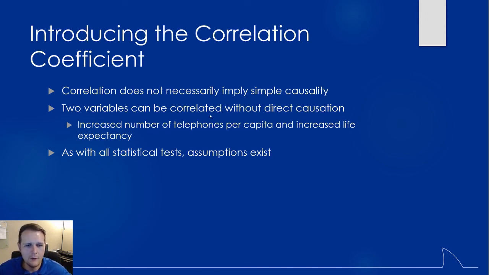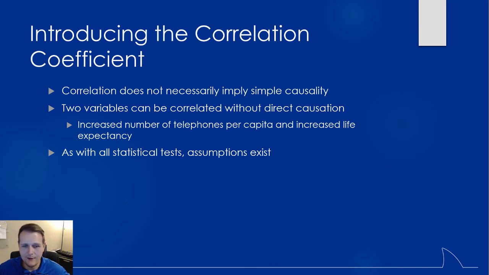Just as an example, you can have two variables that are correlated together but have no actual direct causation. There was a study done one time where they showed that having an increased number of telephones per capita increased life expectancy. I don't know that normally having more phone access necessarily increases life expectancy directly, but maybe there could be something there. But for the most part, you can find these things and they have just no relationship whatsoever.